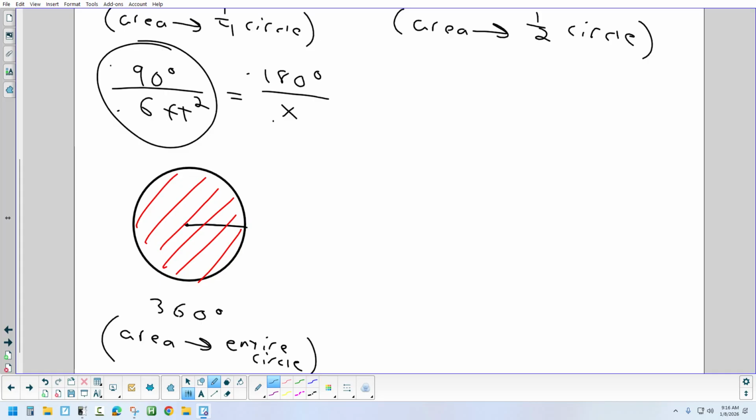Well, if we can figure out that side of the proportion, 360 degrees, we have a number on the top, and the number in the bottom is the area of the entire circle, whatever that comes out to. All we need to do is figure out how you find the area of the entire circle. Does anybody remember what the formula is to find the area of a circle? Yep, pi r squared.